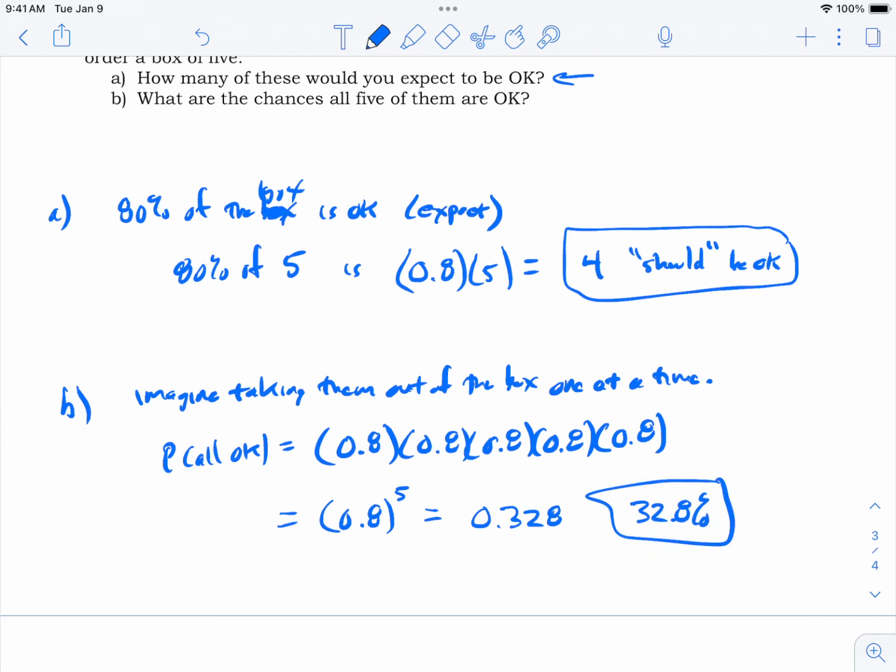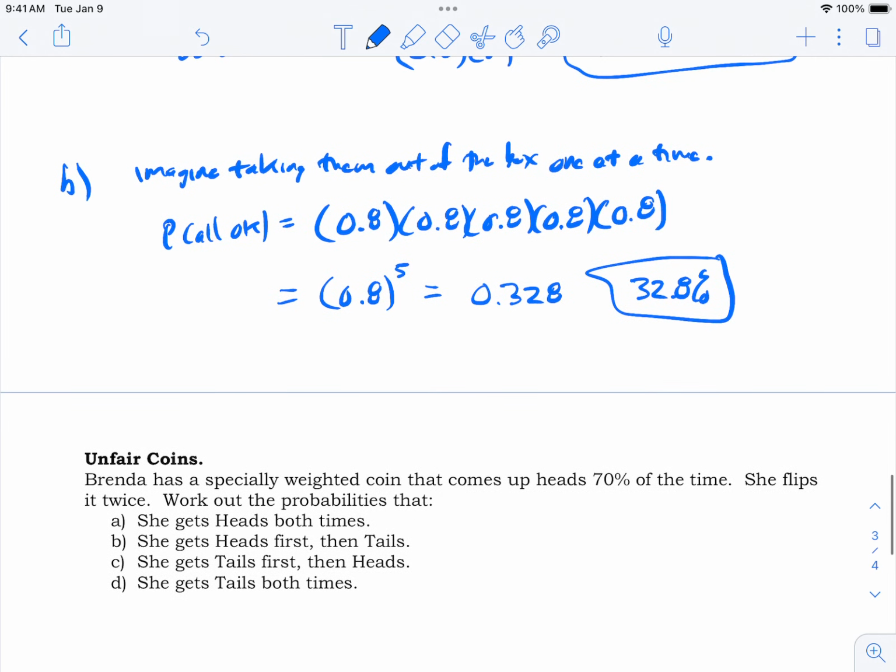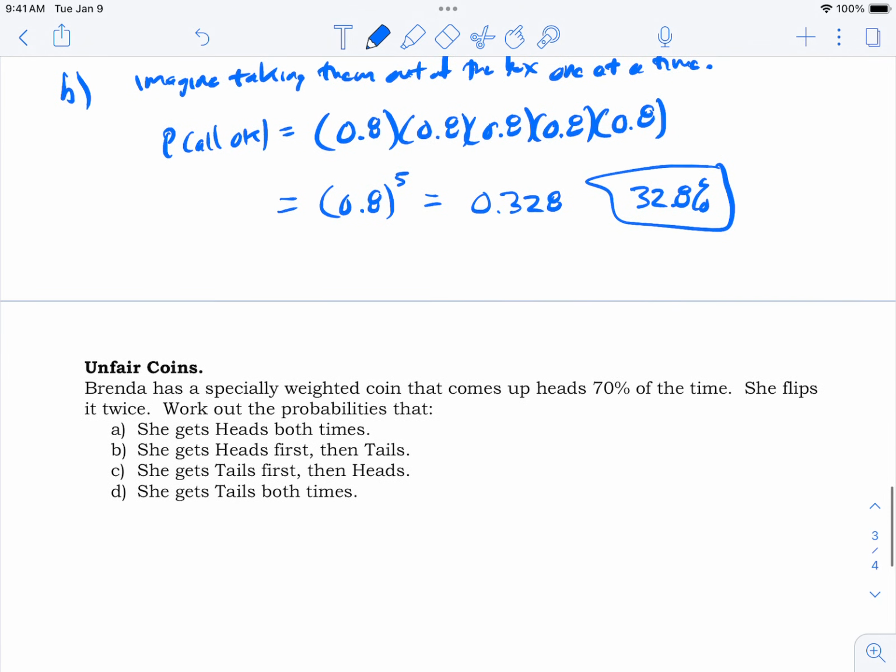So there's almost a 1 in 3 chance that they'll all be good. You expect 4, again, over the long haul. You might get 3 in this particular box. It's even possible none of them will be okay. Probably not likely, but it's always possible. Randomness is like that. But 32%, about 1 chance in 3, that they'll all be good.